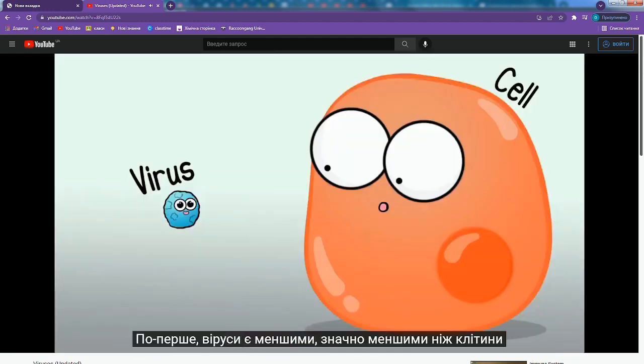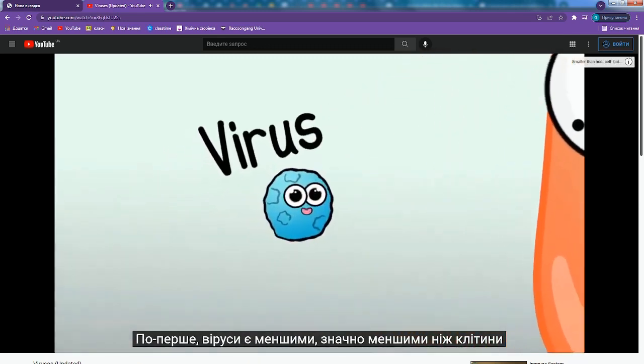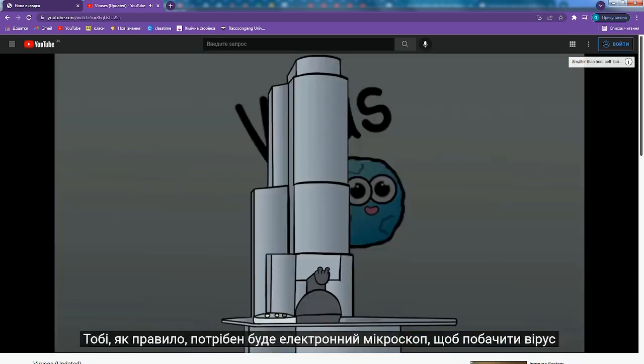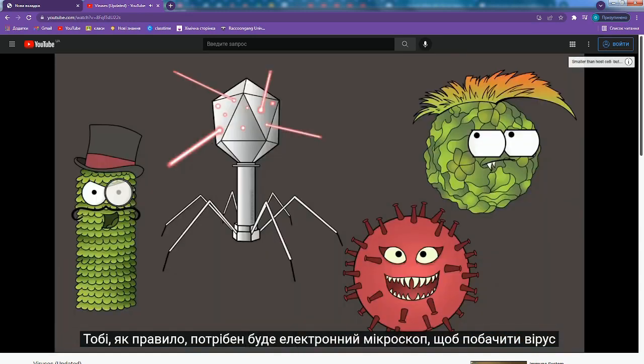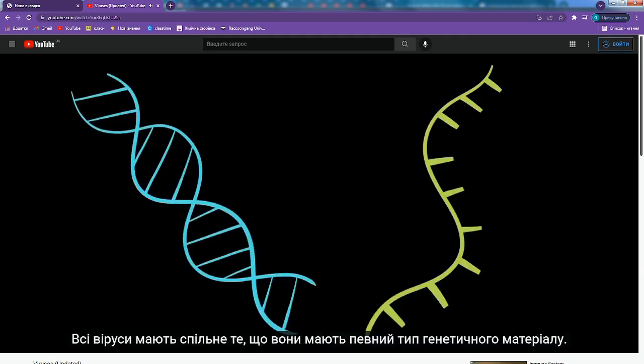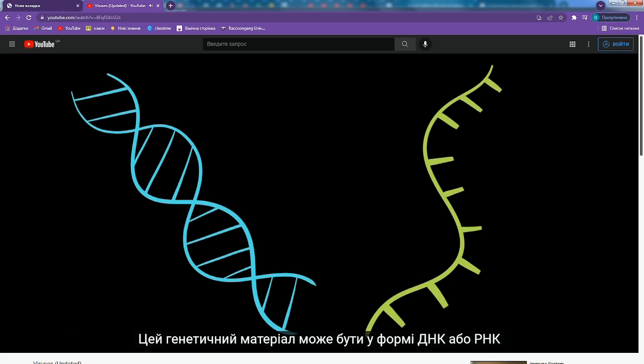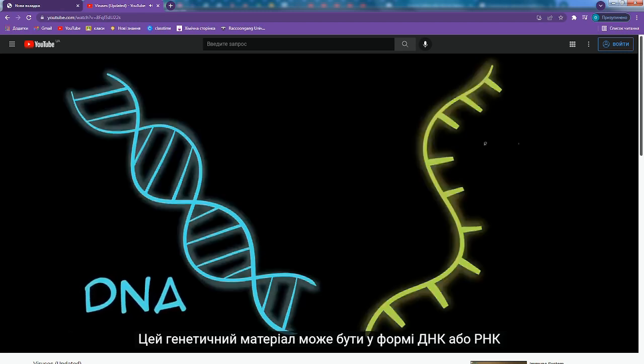First of all, viruses are much, much smaller than cells. You typically are going to need an electron microscope in order to see a virus. Viruses come in many shapes. One thing all viruses have in common is that they have some type of genetic material. This genetic material can be in the form of DNA or RNA.